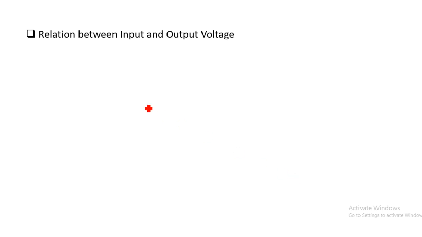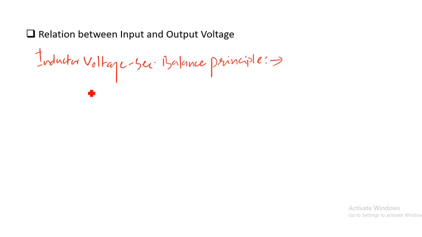Now to get the relation between input and output voltage, we will use a principle called the inductor volt-second balance principle. This principle is only valid for the steady state condition, not for the transient. We are studying the steady state condition. So what is the inductor volt-second balance principle?